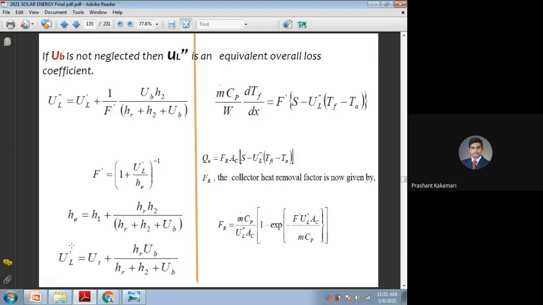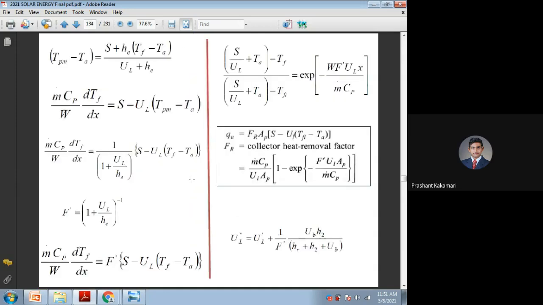So the useful heat gain, you can see the equation here: FR into AC, into the bracket of solar insolation or solar radiation S minus overall loss coefficient UL into the inlet temperature of the fluid minus T ambient. Using this equation one can find the useful heat gain, if we know the FR value.